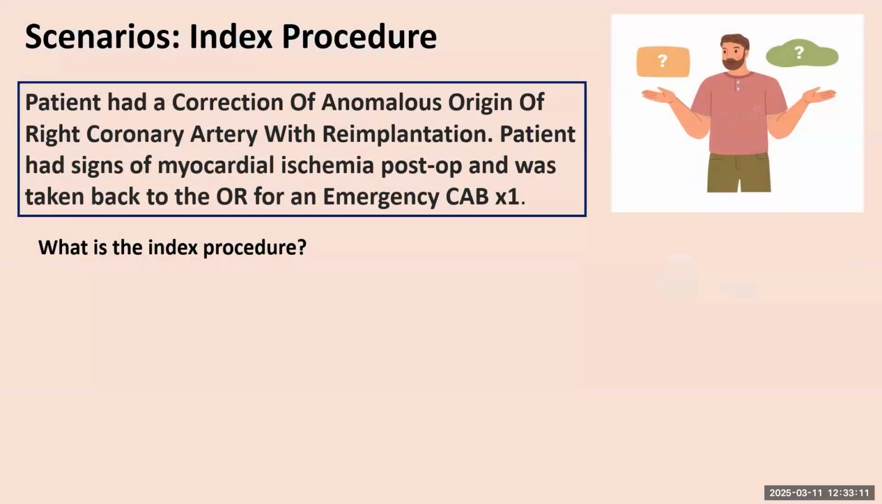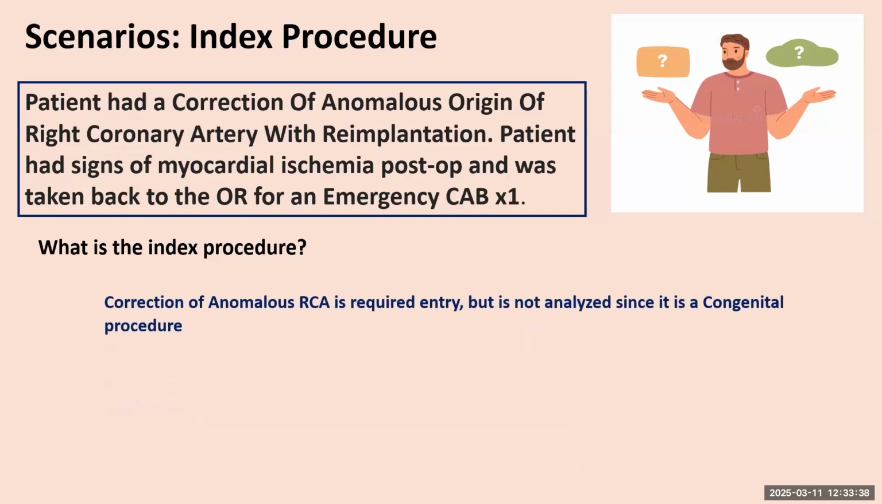Next scenario. Patient had a correction of anomalous origin of a right coronary artery with reimplantation. Patient had signs of myocardial ischemia post-op and was taken back to the OR for emergency CAB ×1. So what's your index procedure? Let y'all think about that one for a minute.